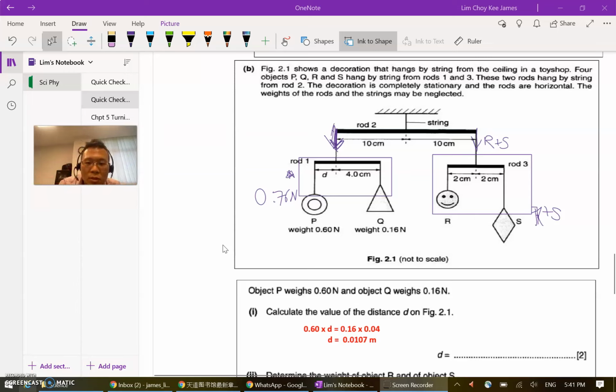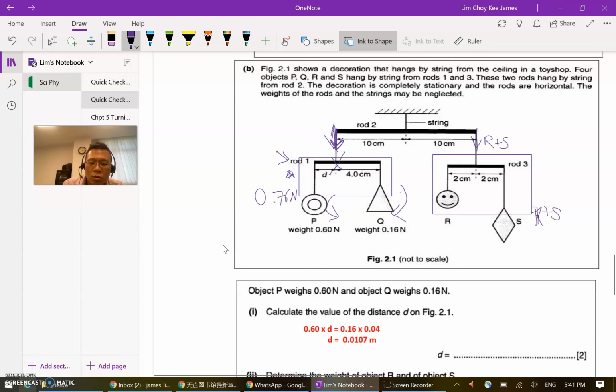If you look at the moments on the left side at this particular area, rod 1 will be pivoted at this particular point, and there will be two moments acting about this point. One will be by the triangle, which is 0.16, which is a clockwise moment. The other one is the anti-clockwise moment by the circle, by the ring. So we look at the moments at rod 1, and we treat it separately.